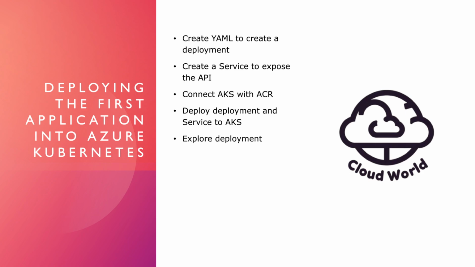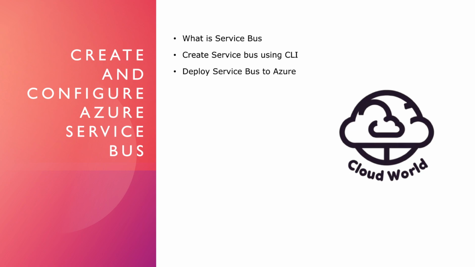After that, we are going to be exploring the deployment and see how it works after we apply the initial deployment. In the next part, we are going to be covering another service. It is going to be the Azure Service Bus. We are again going to use the CLI to create this resource, explore a couple of options that we can have when we create a service bus, and we are going to be deploying this resource into the Azure side.